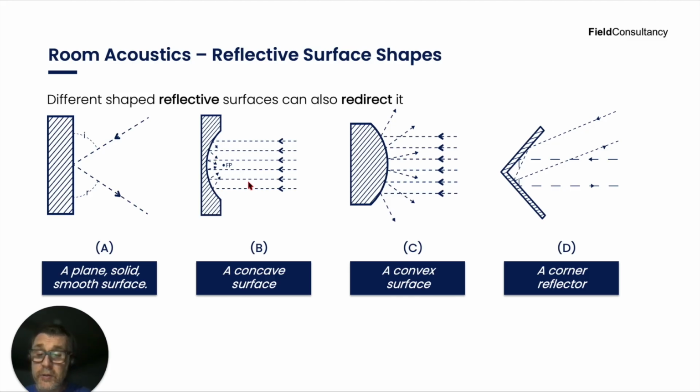So you can get hot and cold spots within a space if you have a ceiling or wall that is shaped in a concave way. The focal point of those reflections of sound is the center of the radius of curvature of that concave surface. The opposite of a concave surface is a convex surface, in which the reflected sound is reflected evenly in all directions. And the last category is a corner reflector, which is used to redirect sound back in the direction that it came from.